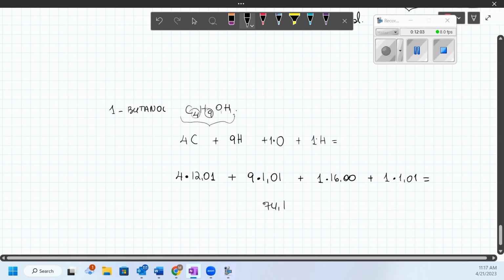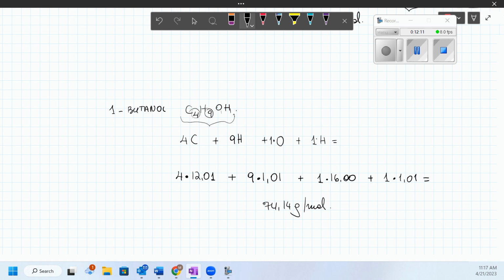I have 74.14 grams per mole, which means that you are dealing with 74.14 grams of 1-butanol if you have 1 mole of butanol, or if you have 1 mole, then you have 74.14 grams.